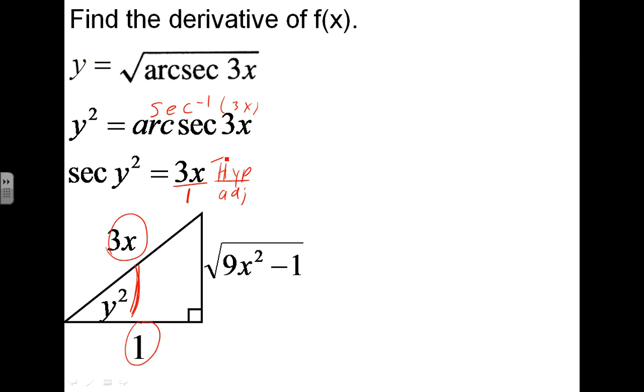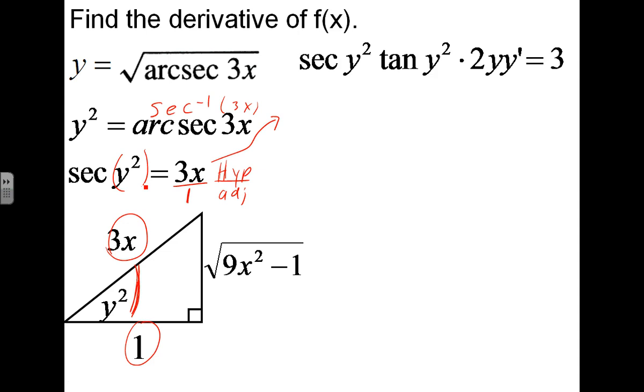Step number 2, use this to take the derivative. What's the derivative of secant? Well, yeah, it's secant tangent. And the derivative of y squared is 2y y prime. All right? So the derivative of secant is secant tangent.